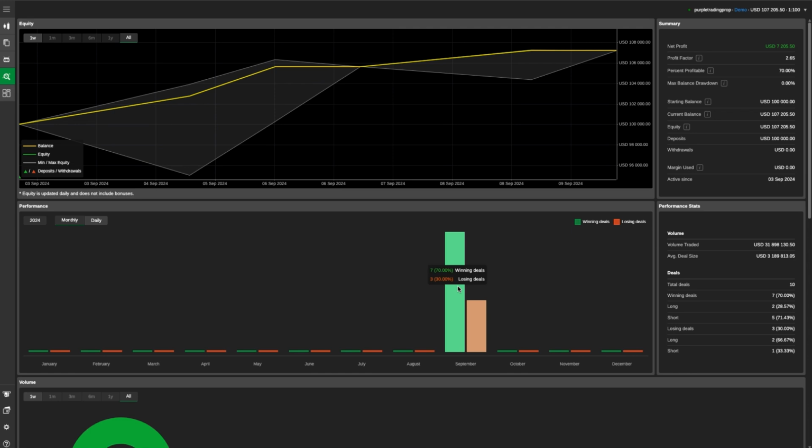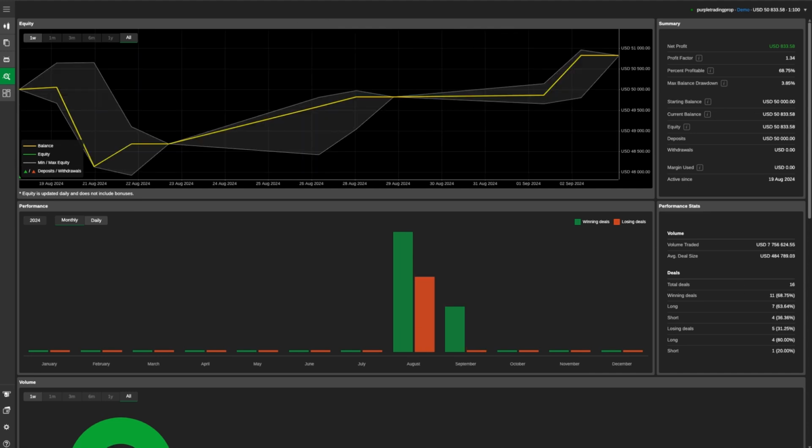The next challenge that I did was in September, and that was a 100k challenge. I did have 3 losing deals on this account. We're at 7 wins, 3 losses, but that still gave me a profit factor of 2.65, which is really high, and we've got a 70% win rate. So we had 10 trades all in all, 7 wins, 3 losses, and we had 2 long trades, 5 short.